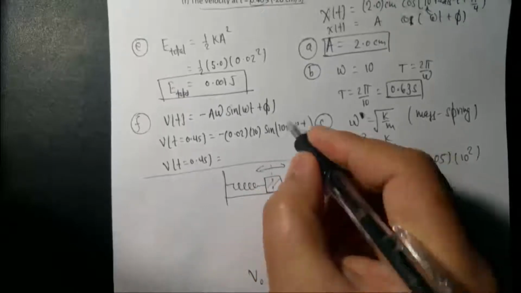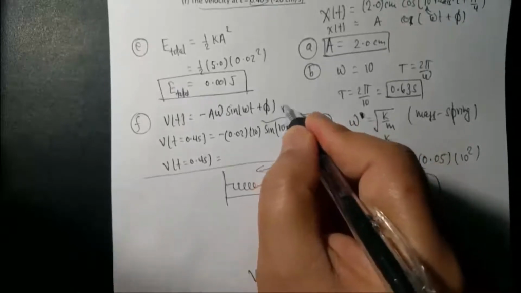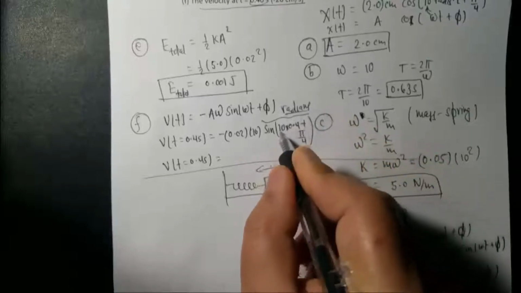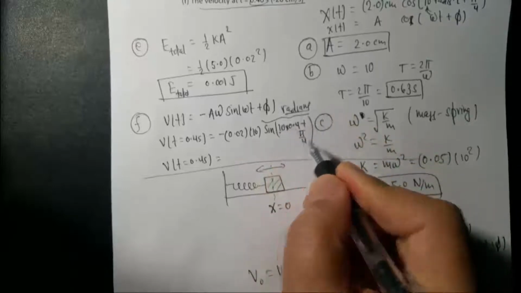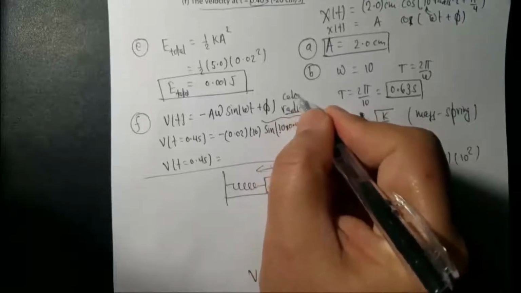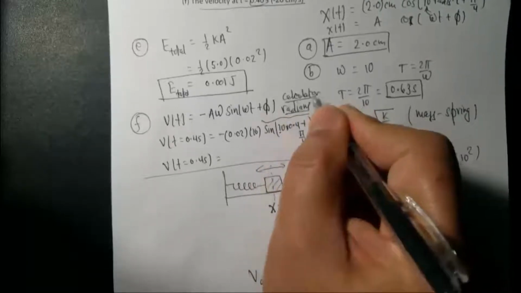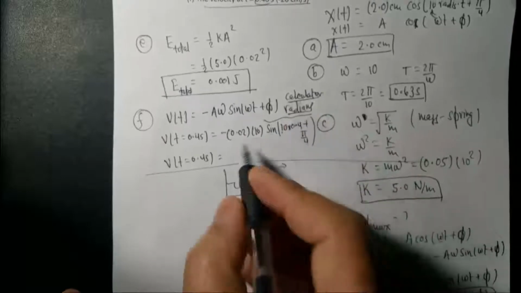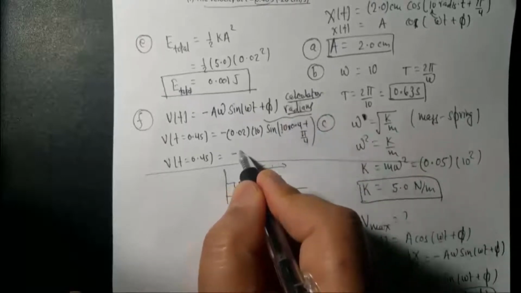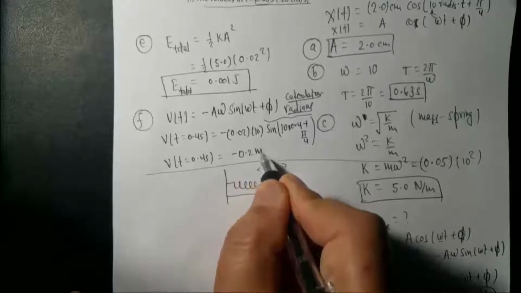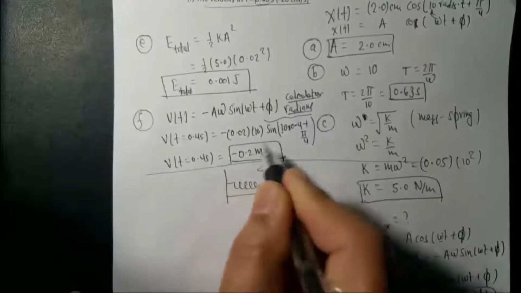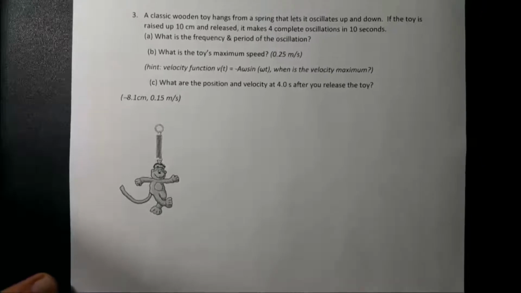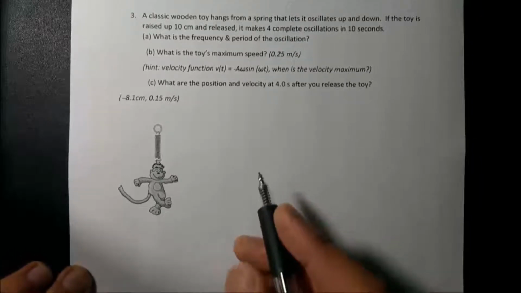Make sure your calculator is in radians when you calculate that, because these are in radians: 10 is in radians, pi over 4 is in radians. This is where a lot of people get confused. Convert your calculator into radians, and if you do that, the answer is negative 0.2 meters per second. That's the velocity at 0.4 seconds. So here's the next question.